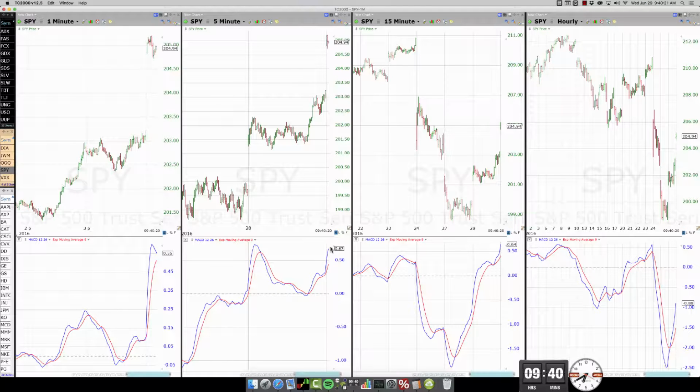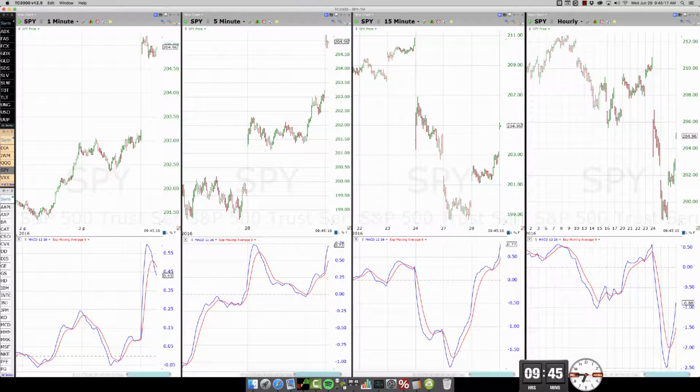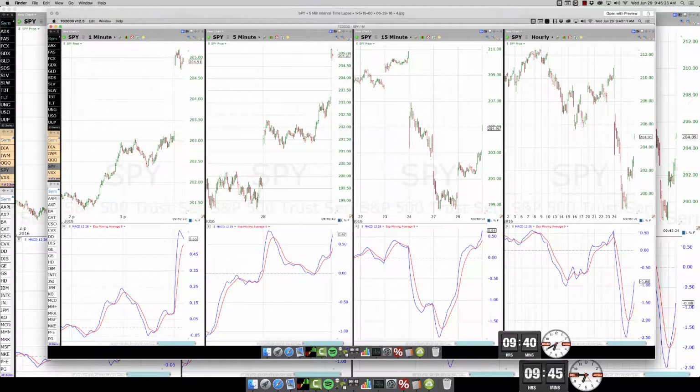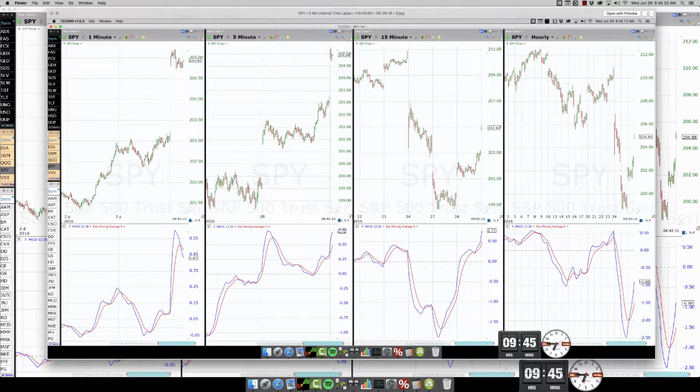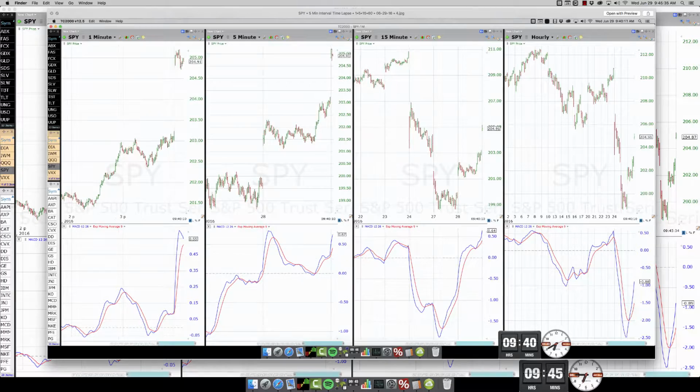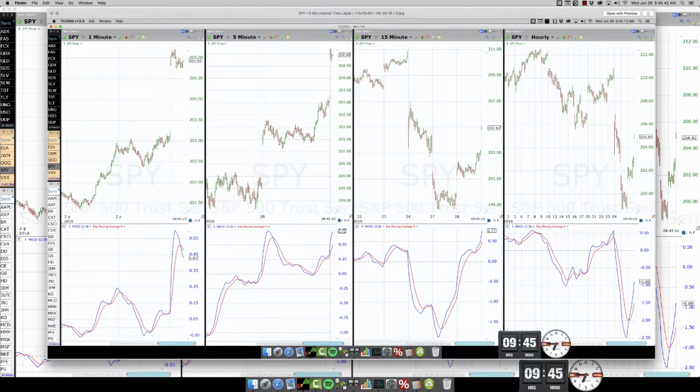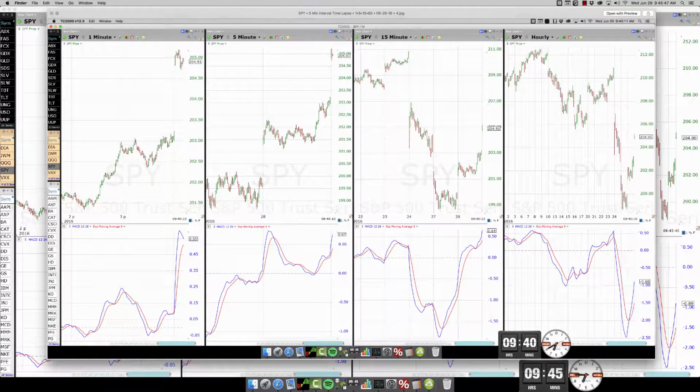9:40, 9:45. Here's the time lapse from 9:40 to 9:45. Take a look at that 15. Advances from 64 to 77. The hourly is not moving, and the 5 minute is staying within negative divergence. The 1 minute is working on a pattern to undermine the 5.